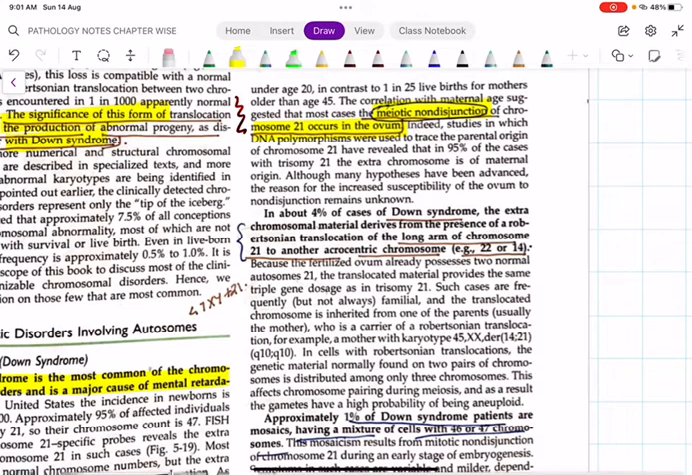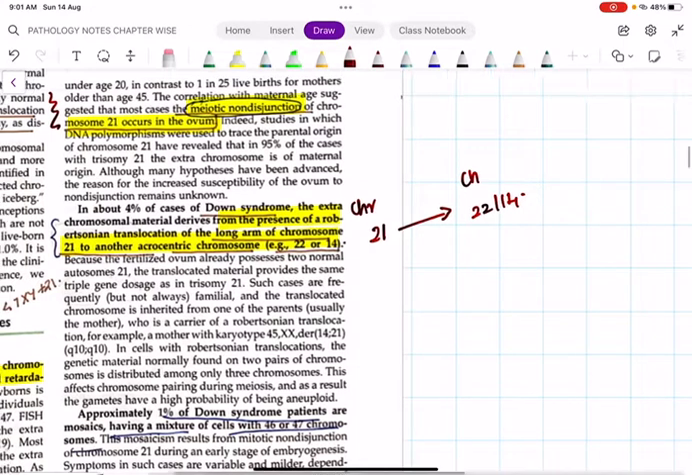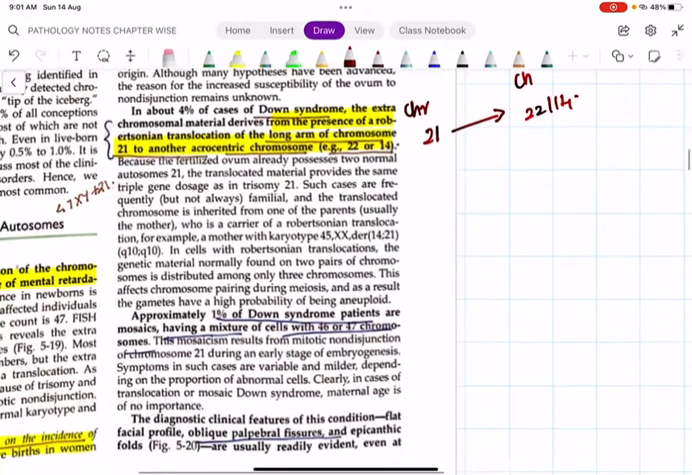Another important thing: there is a Robertsonian translocation involving which two chromosomes? Very important. The Robertsonian translocation occurs between chromosome number 21 and chromosome number either 22 or 14, because translocation can occur only between two chromosomes. Just remember that one point. Another important point is that 1% of Down syndrome cases are mosaics, that means a mixture of either 46 or 47 chromosomes. So you have to remember all these points.